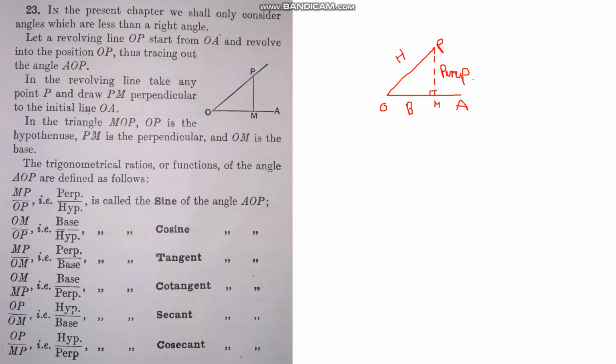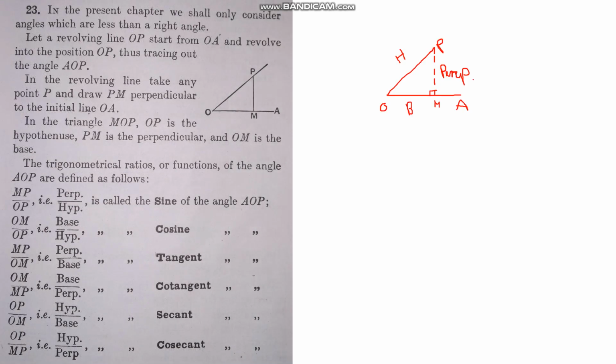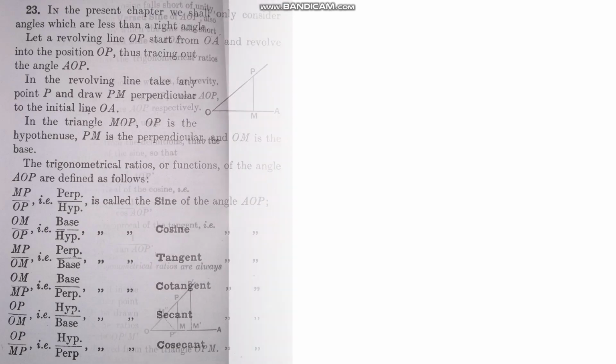There is some introduction given in theory part, and we are talking about sine. Sine is perpendicular by hypotenuse, cosine is base by hypotenuse, tangent is perpendicular by base, and this is a very basic form of things. Cotangent means cot is base by perpendicular, secant means sec is hypotenuse by base, cosecant is hypotenuse by perpendicular. Very basic things which I hope need not to be discussed more. If you need to take a snapshot of it, you can take it. This is the thing. Moving on.